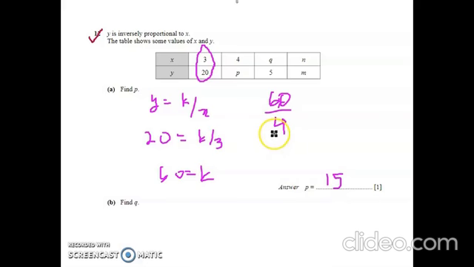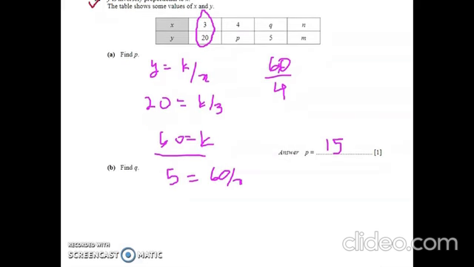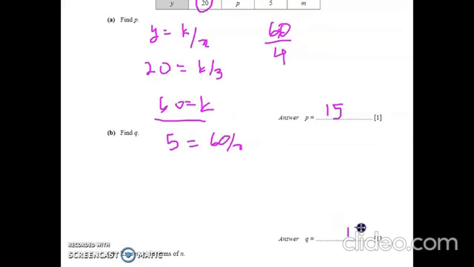Okay. Now let's find q. Q is the x value, so now our y is 5. 5 is equal to 60 over x. The constant remains the same. 60 divided by 5, and that is 12. So the value of q will be 12.